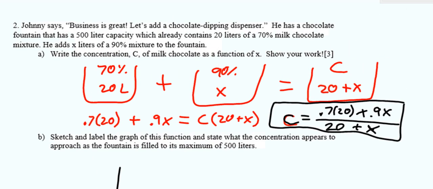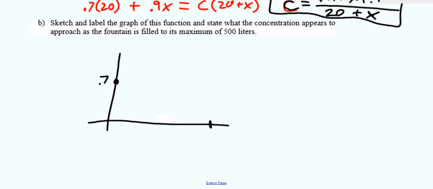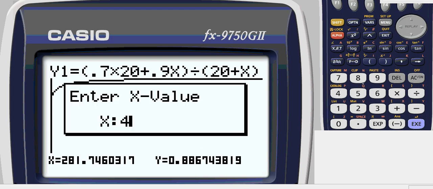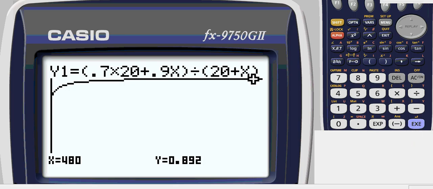So if it started with 20 liters in it, how many liters can we add until it's full? It holds 500. Started with 20, so we can only add 480 liters. If you add anything more than that, it's going to overflow. So let's find out what the 480 will give us. It hits its full capacity when we have 480 liters, which gives us a percent concentration of 0.892.